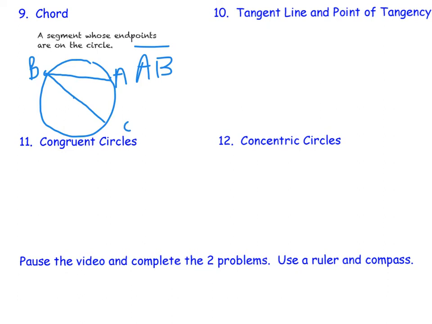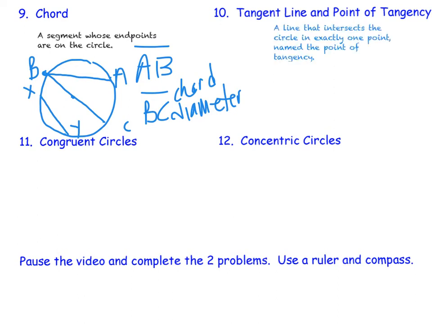Now, let's say you have something that looks like this. Would that be a chord? Yes, because your endpoints, B and C, are on the circle. So BC is a chord, but what else is it called when it goes through the center? It is a chord that is a diameter. So it can have two names: it can be a chord and it can be a diameter. Over here you could have another chord. How many chords would there be on a circle? An infinite number of chords, named as segments using two letters. Always use two letters to name a segment.